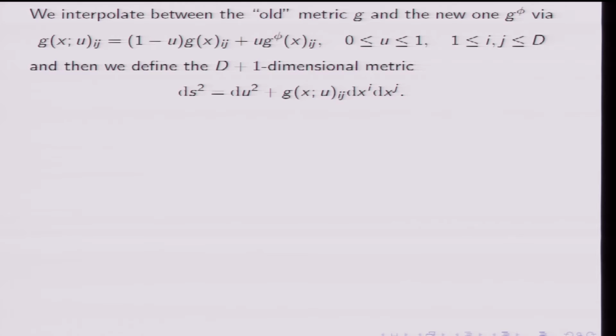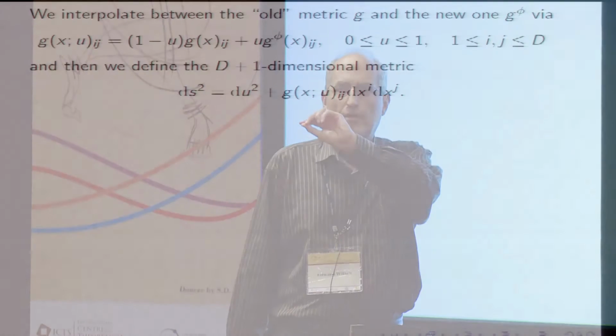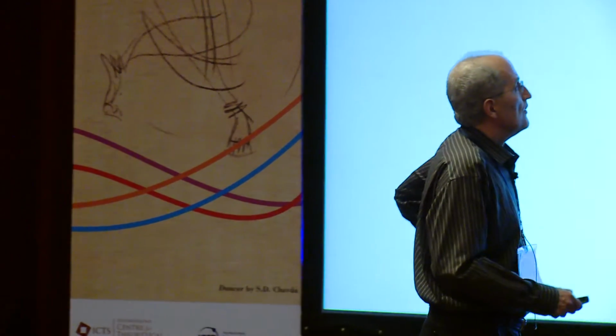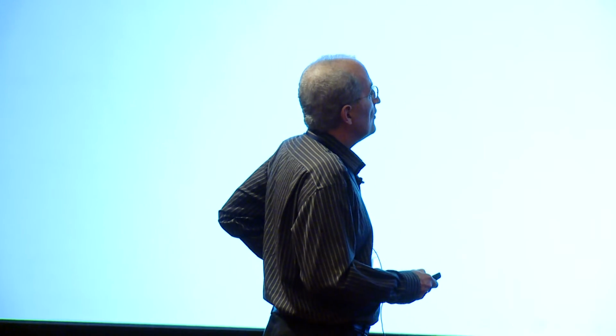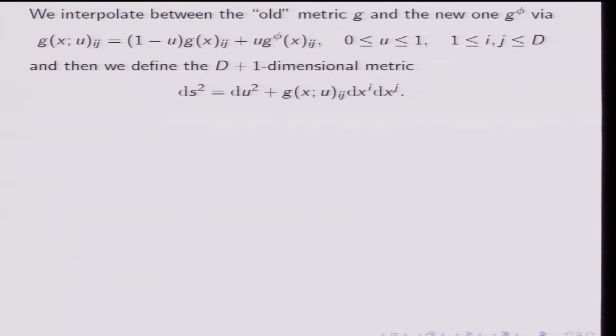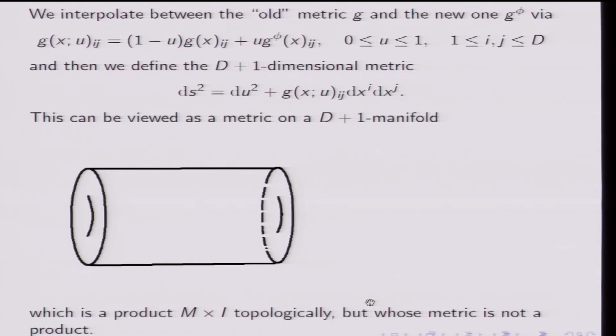So, by the way, concretely, to decide if there's a global anomaly, we continuously follow Z psi as a function of U, and we ask whether we get the same answer at U equals 0 as at U equals 1. But given a one-parameter family of D metrics, we define a D plus 1 metric, which is just du squared, plus a U-dependent D metric. So what I've written so far is a metric on a D plus 1 manifold, and the D plus 1 manifold is topologically just a product of M with a unit interval, but its metric is not a product because the metric in the M direction depends on U.